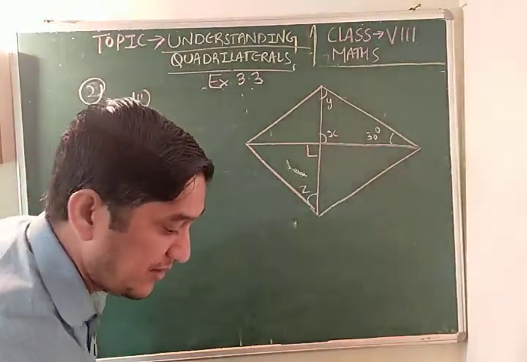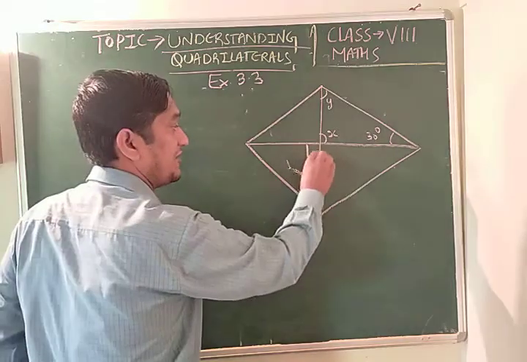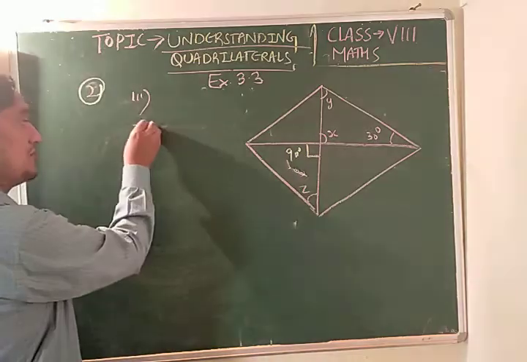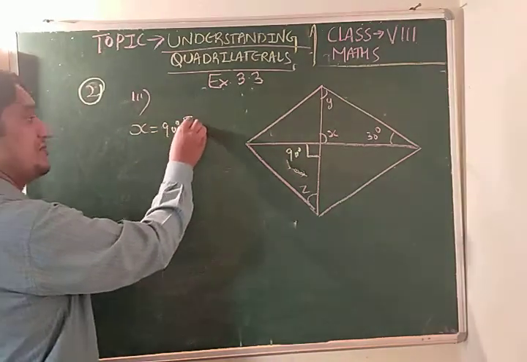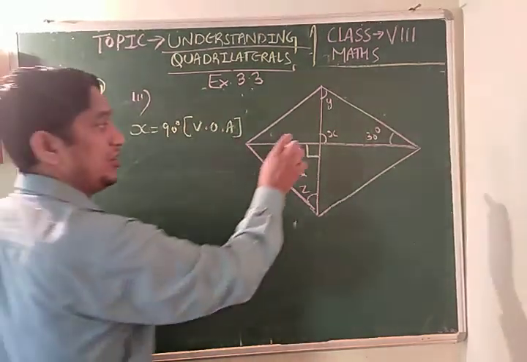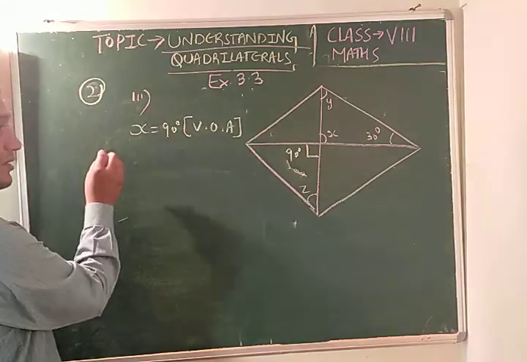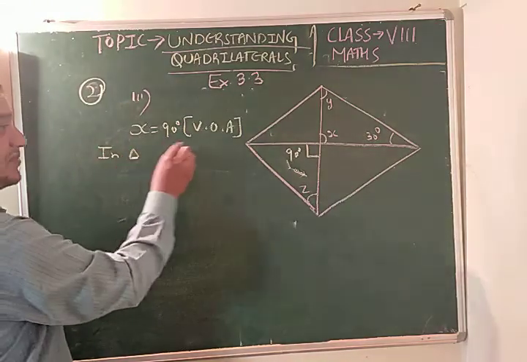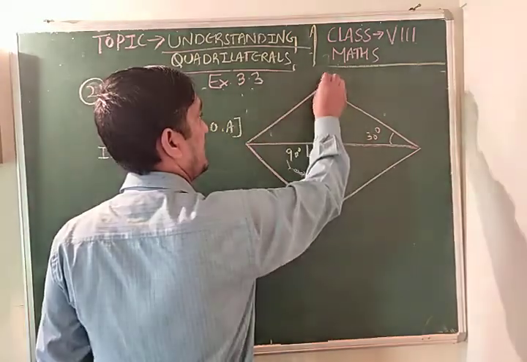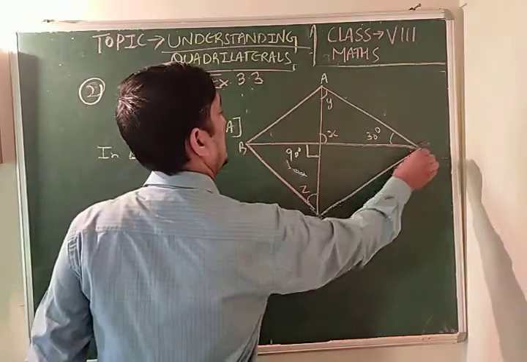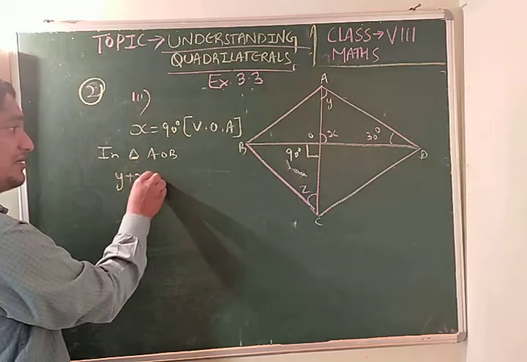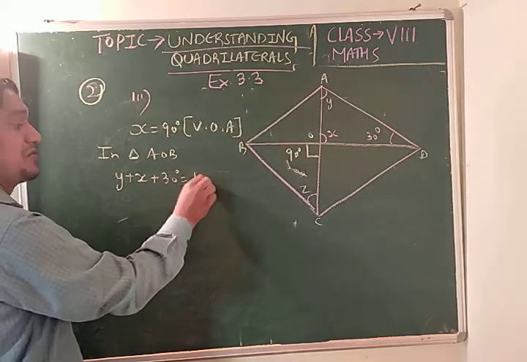Now look children, this is the symbol of 90 degree angle. And we know that the relation between this and this, x is also 90 degree because vertically opposite angles are equal. The value of x is 90. Now children look, this is a triangle. Let us name it as A, B, C, D and O. In triangle AOB, y plus x plus 30 is equal to 180 degree.